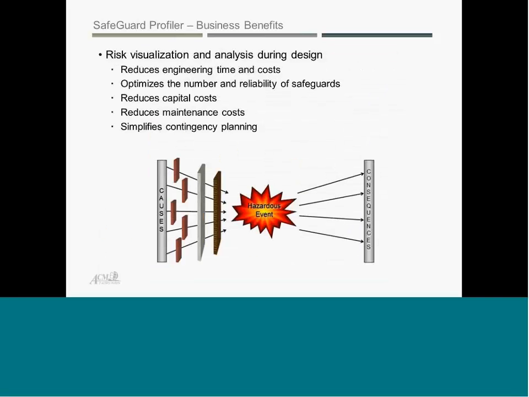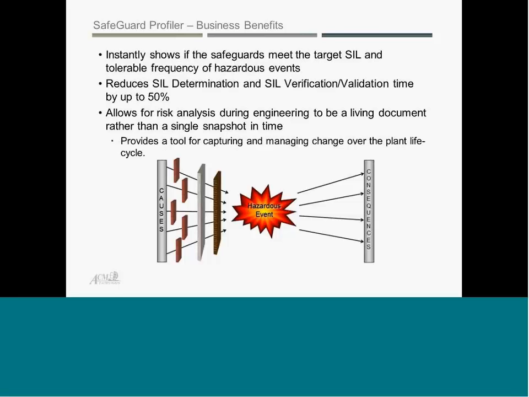So just generally, SafeGuard Profiler uses risk visualization to help your analysis and design go faster. So we reduce your engineering time and costs, optimize the number and reliability of safeguards for better operation, and reduce your capital costs and maintenance costs. Also help you guide operations in safe operation in the last section of the safety life cycle, which is when the plant is actually running. These visualizations help instantly show the safeguards, whether they're meeting the required SIL levels and tolerable frequencies, and reduce your overall SIL determination and SIL verification validation time by up to 50%.